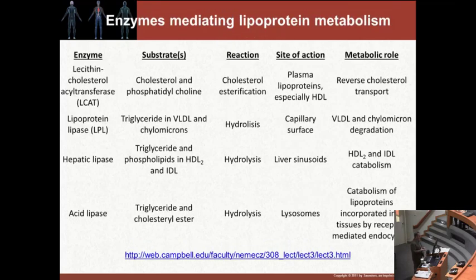Okay? Here's a bunch of enzymes that are responsible for different metabolic roles of cholesterol homeostasis and lipid accumulation homeostasis, all depicted there. And of course, there's a genetic component to this, which we'll discuss in the next upcoming slides.